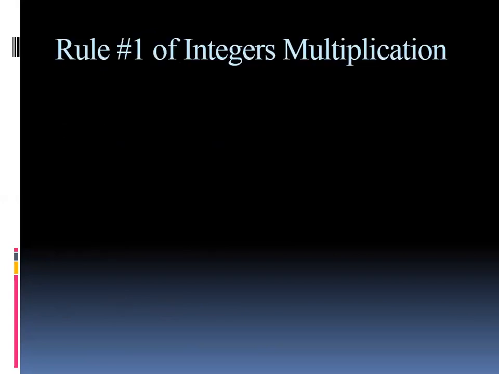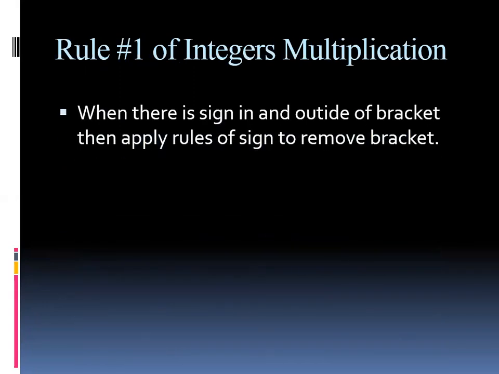Okay, now let's move towards the multiplication rule 1. Rule 1 is when there is sign in and outside of bracket, then apply rules of sign to remove bracket. मीन्स किसी भी ब्रैकेट के आपको अंदर और बाहर की तरफ दोनों तरफ अगर साइन नजर आ जाए देन यू हैव टू apply the rule and you have to remove bracket.